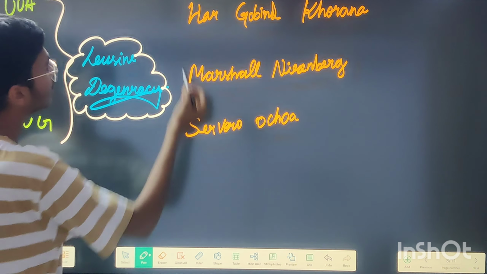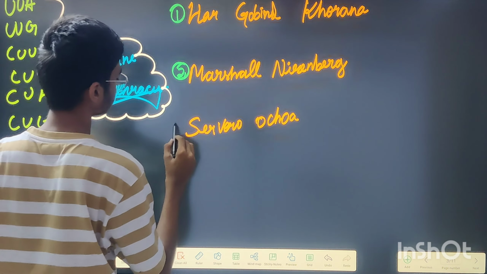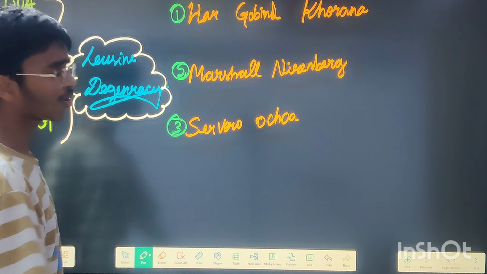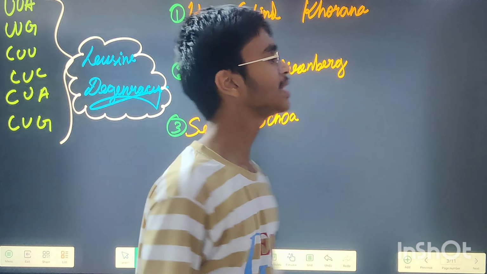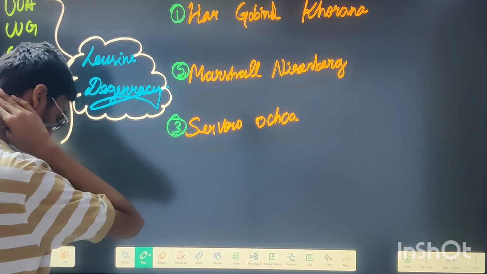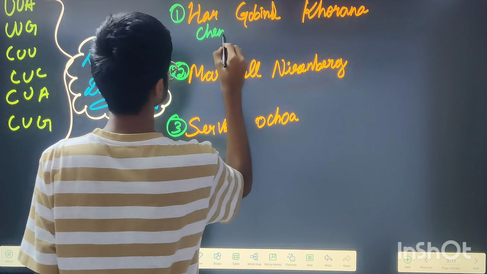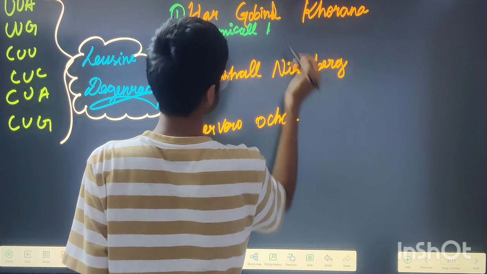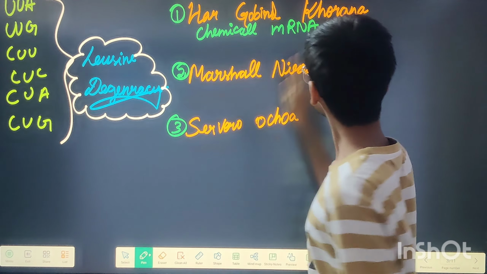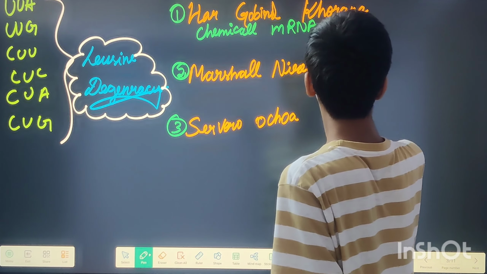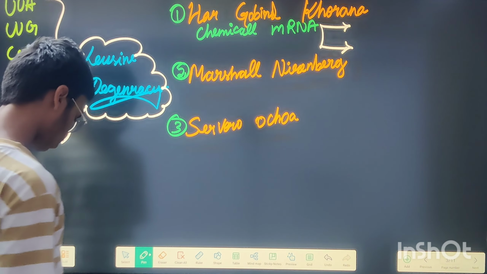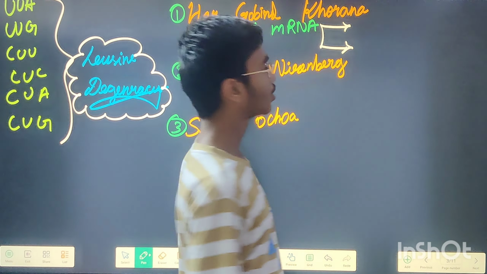Here you have 3 different scientists who have done a lot of experiments. First is Har Gobind Khorana, who chemically synthesized mRNA. He used only two different things: copolymer and heteropolymer.